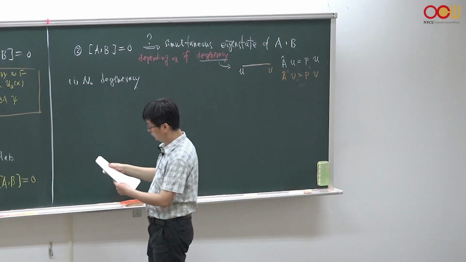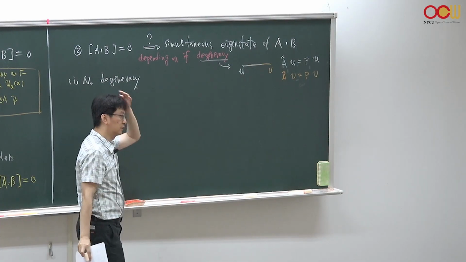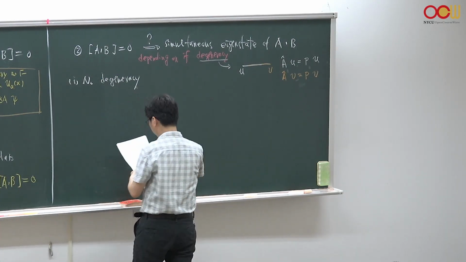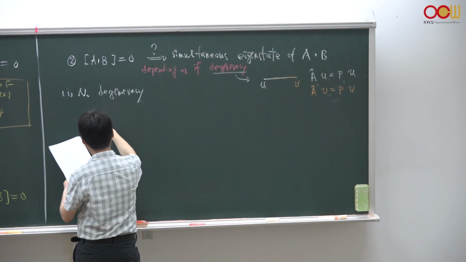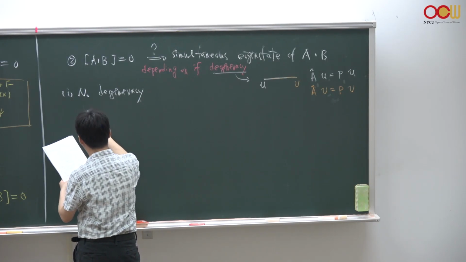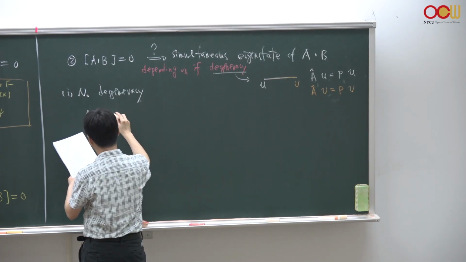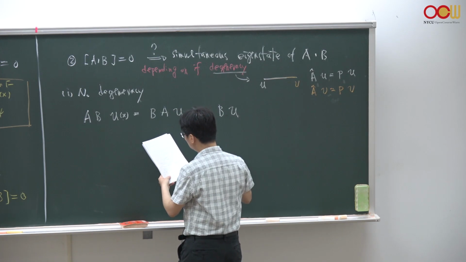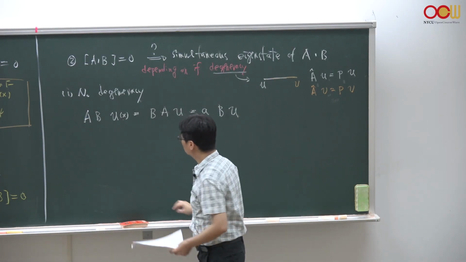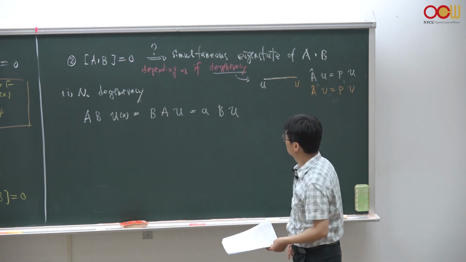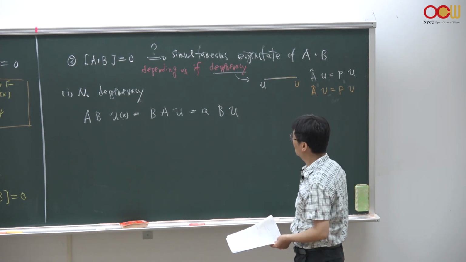Suppose there's no degeneracy, meaning we don't have such a degenerate situation like this, then we could very easily prove that when the two operators A and B commute, we can find a simultaneous eigenstate of A and B. So let's just prove this. Again, we should take advantage of these different measurements. One is AB, another is BA. Okay, so let's start with this AB acting on the U, where U is some eigenfunction.